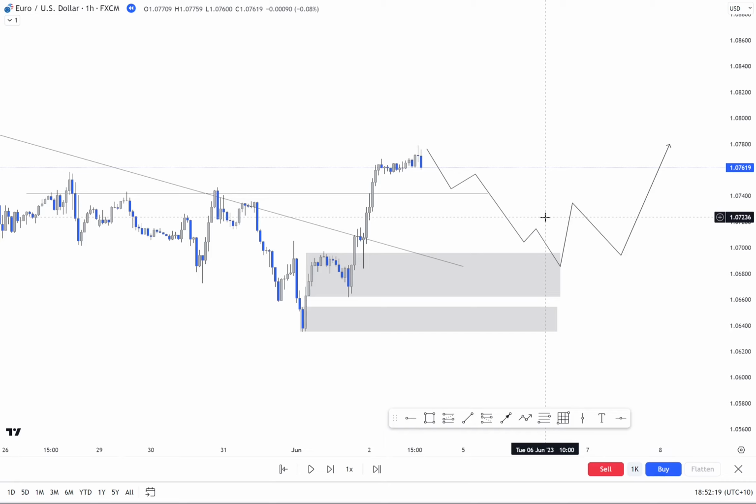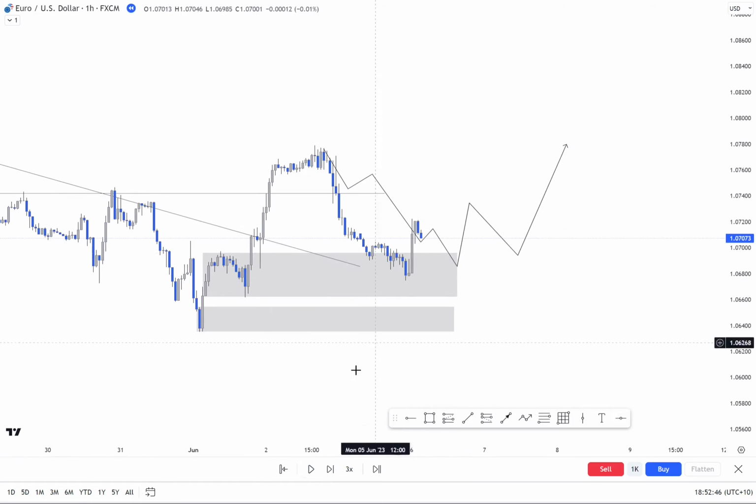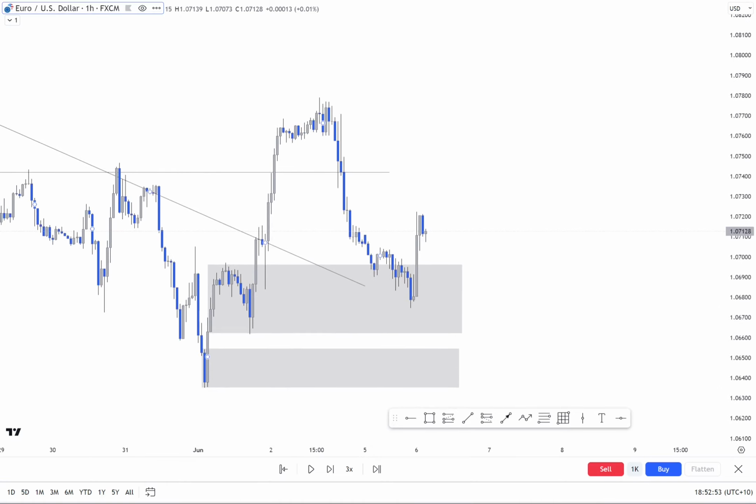So let's see what price actually does. We're waiting for price to come into this zone, and once it does that, we want to look for the move towards the upside, okay? Right here we can see that price had come into our zone, and what did it do? Price basically rallied towards the upside. This is a very valid change of character.